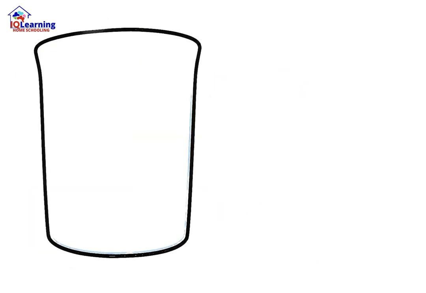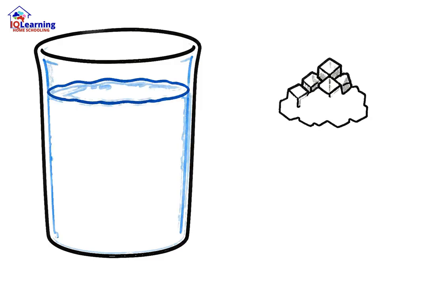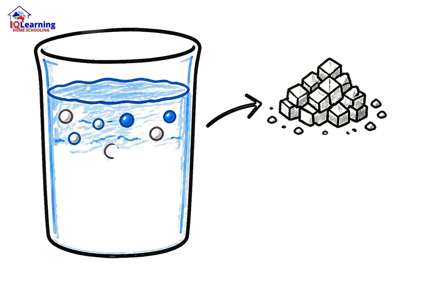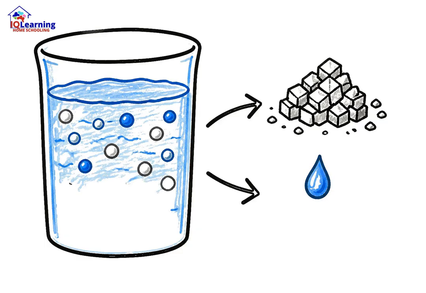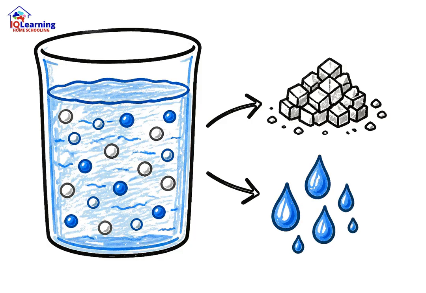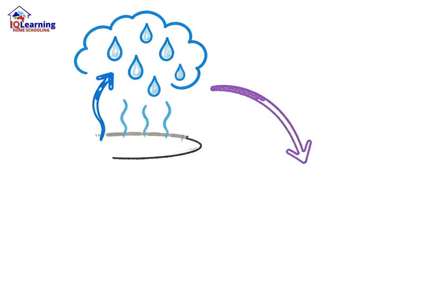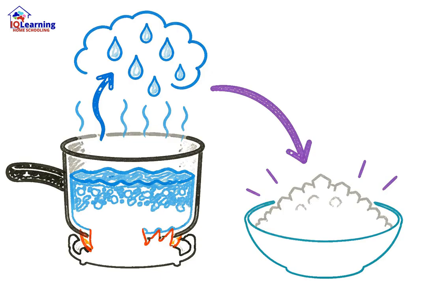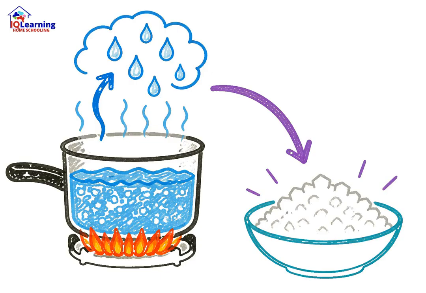Now, what about mixtures? In a mixture, you have two or more substances, but they are not chemically bonded. Think of salt water. You still have salt and you still have water, just mixed together. They haven't reacted to form something new. This is why you can separate a mixture using physical methods like evaporation. If you boil salt water, the water evaporates, leaving the salt behind.